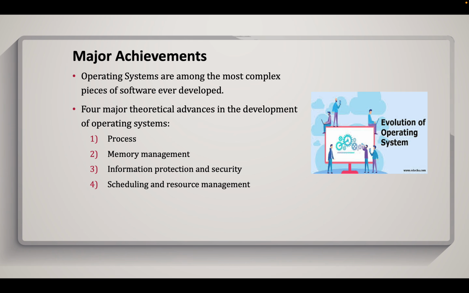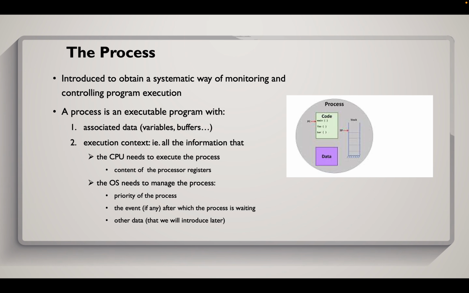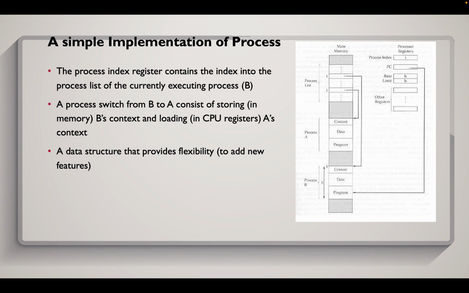The next topic: major achievements in operating systems. There are 4 major advancements: process, memory management, information protection and security, and scheduling and resource management. The process is a systematic way of monitoring and controlling program execution. A process is an executable program associated with data and some information.